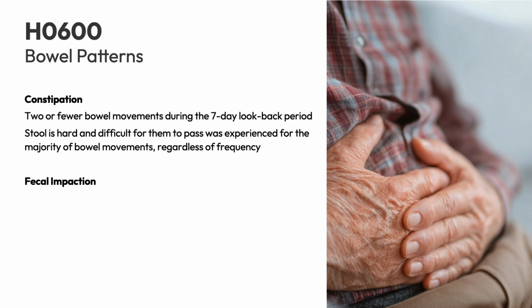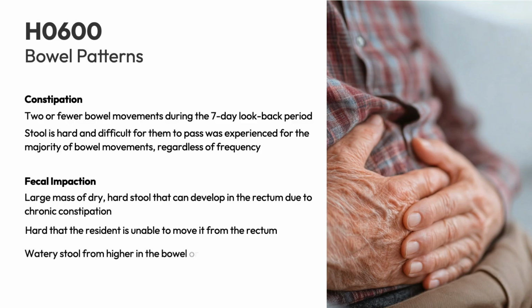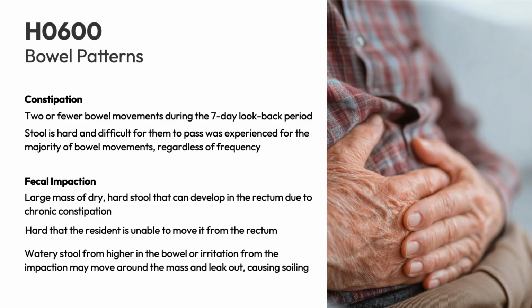A fecal impaction can be defined as a large mass of dry, hard stool that can develop in the rectum due to chronic constipation. This mass may be so hard that the resident is unable to move it from the rectum. Watery stool from higher in the bowel or irritation from the impaction may move around the mass and leak out, causing soiling, often a sign of a fecal impaction.